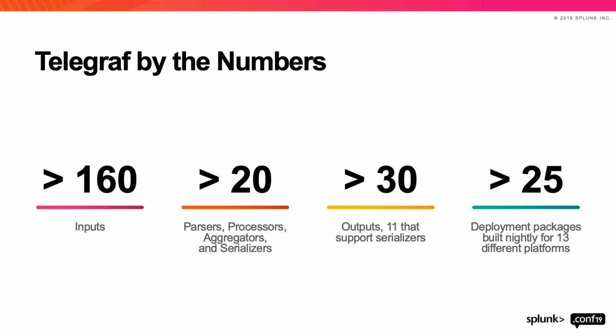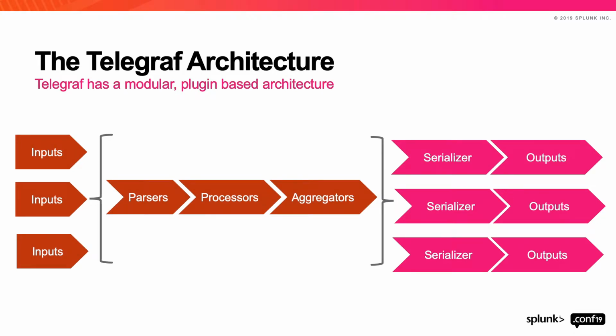The way that the architecture is put together is also great. You get lots of inputs that then go into the parser, processor, aggregator line, and then you match serializers to outputs. So with the very modular architecture, it's very easy to get lots of different inputs, whether you want CPU or memory or disk or MySQL data or Kafka data. There's a different input for all of those things. You can then bring it into the internal structures at that point. You can parse the data out differently.